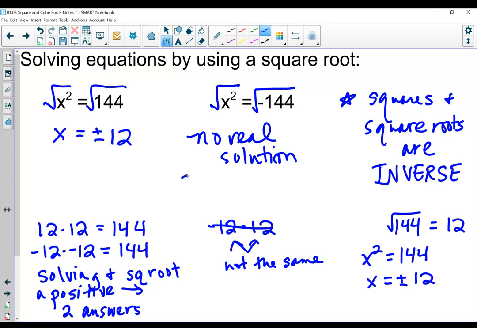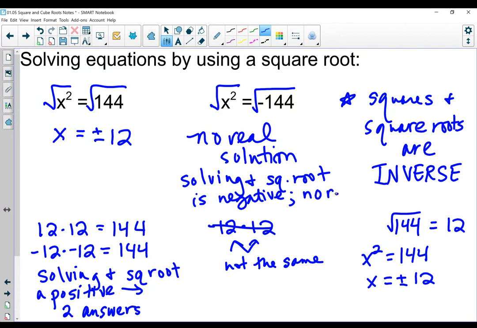So if we are solving and the square root is negative, there is no real solution.